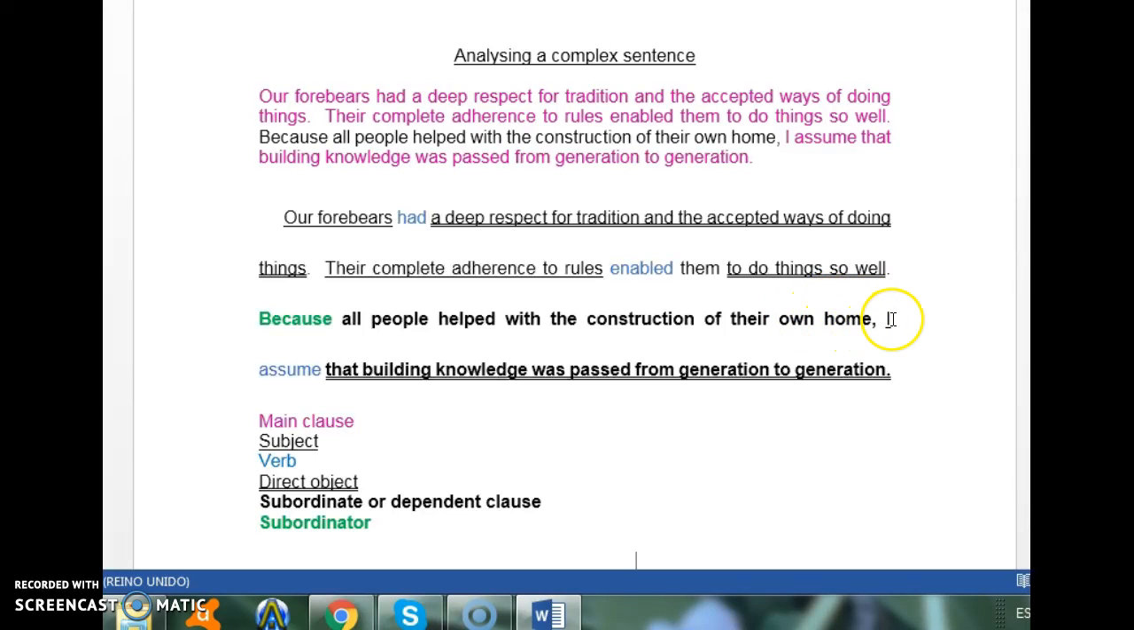Yes, you have I assume. What do I assume? That building knowledge was passed from generation to generation. This is a noun clause which is functioning as a direct object. And so you have I is the subject of this sentence, assume is the verb, and that building knowledge was passed from generation to generation is a noun clause which is functioning as a direct object.